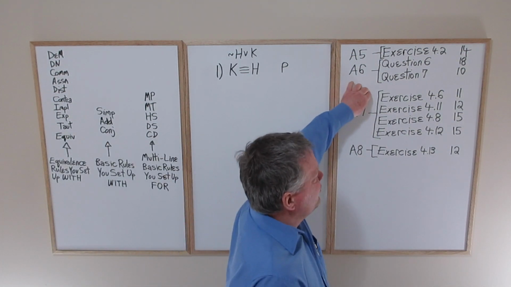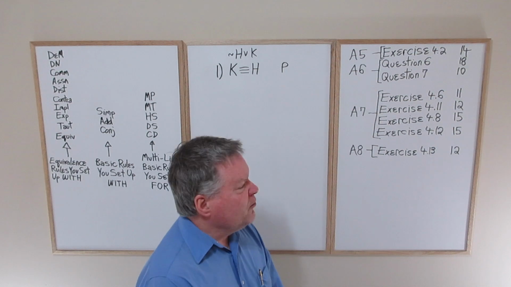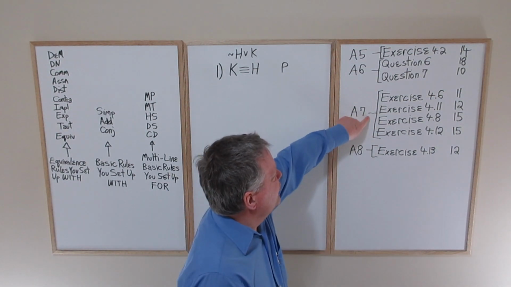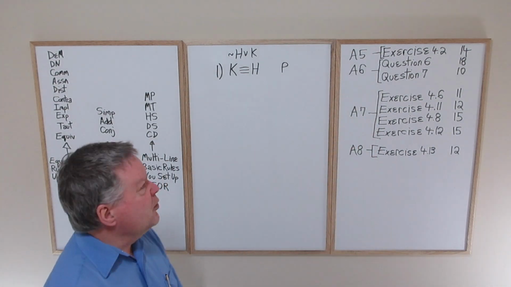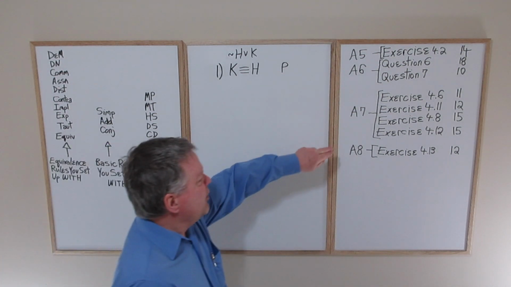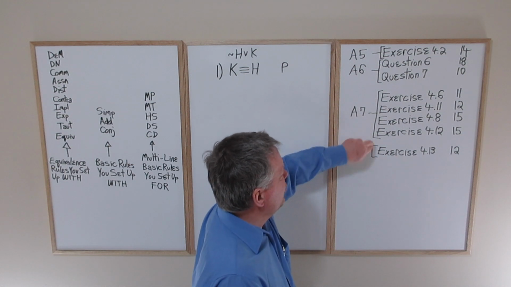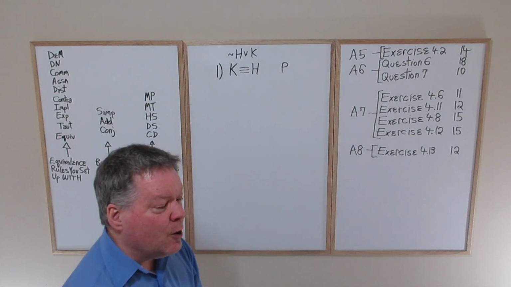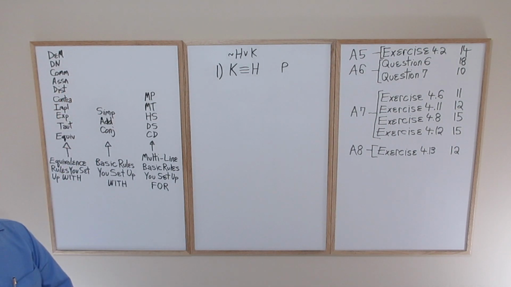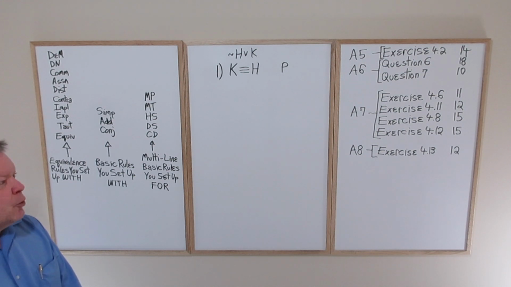There were exercise 4.6, which focused on De Morgan's and double negation, exercise 4.11, which focused on commutation, association, and distribution. Exercise 4.8, 4.12, and 4.13 are ones where you use the full complement of 18 rules, the 8 basic and the 10 equivalents, to construct proofs.